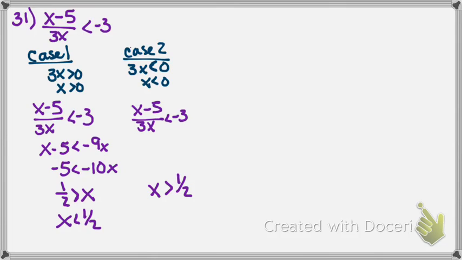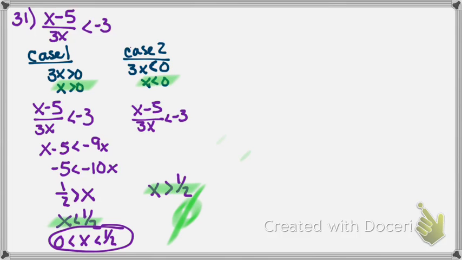Okay, let's go back and check these answers again. X less than 1/2 and greater than 0. There are numbers between 1/2 and 0. So that's one answer. Then when I look at this, numbers greater than 1/2 and less than 0, that doesn't have any answers. So the one in the circle would be my only answer to this question.